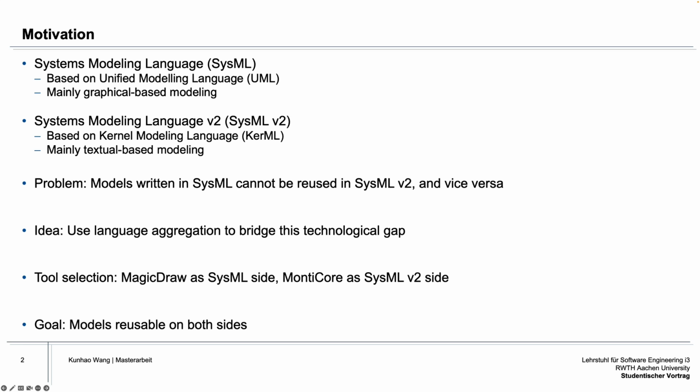Even though they are both used in model-based systems engineering, there is a technological gap between them. The models written in SysML cannot be directly reused in SysML v2, and vice versa. In this thesis, we are trying to use language aggregation to bridge this technological gap. We use MagicDraw as the SysML side and MontiCore as the SysML v2 side. The goal of our thesis is to make the models reusable on both sides.